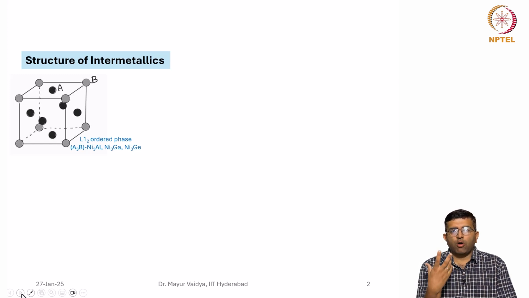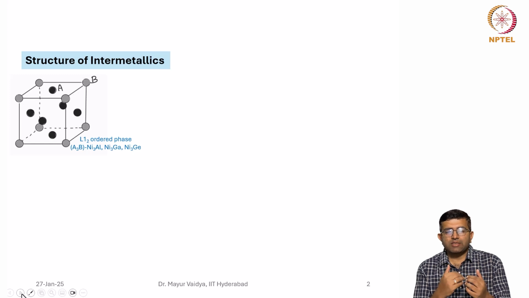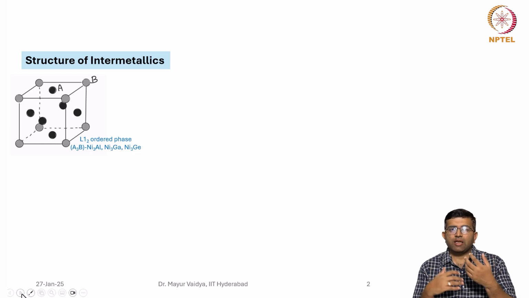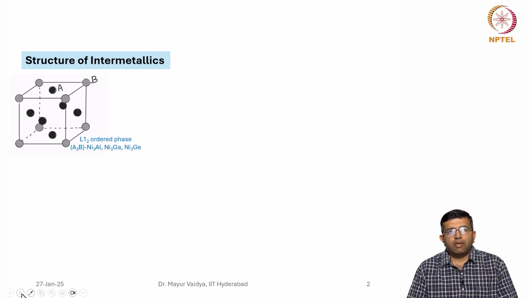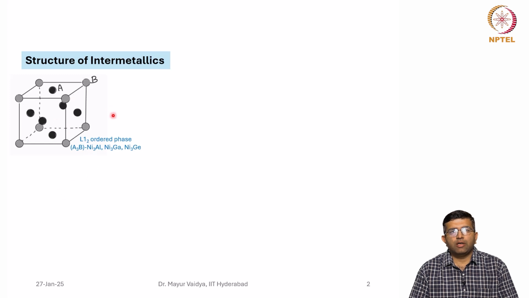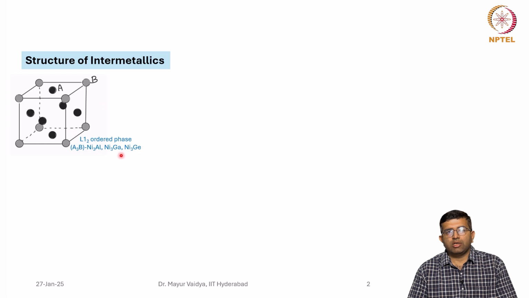Now, because of this ordered structure, the diffusion mechanisms in intermetallics become more complicated. We will see very soon why it is so. Although the defects involved, like vacancies, are still involved, it is in a slightly different way. There are several classes of intermetallics, depending on the structure. For example, here is the L12 ordered phase, the classic Ni3Al; Ni3Ga and Ni3Ge also form such intermetallics. These are ordered structures.